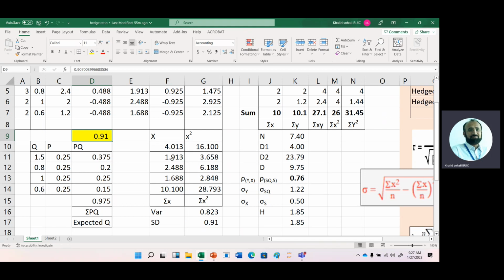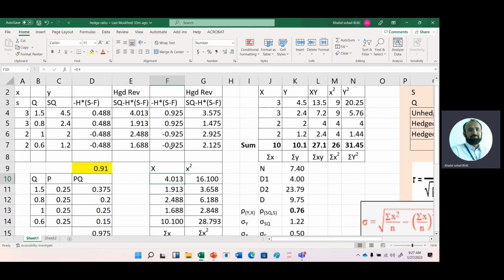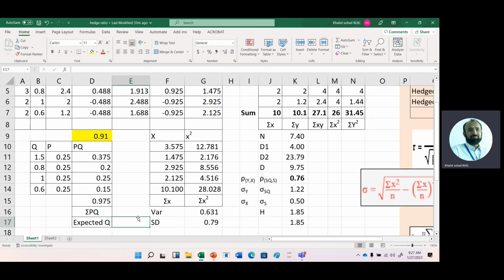And now we check whether it is reduced or not. We will have to calculate again this one, and because we have the format, you will have to do it manually, and just take this hedged revenue with the optimal hedge ratio. And here we have calculated the standard deviation, that is 0.79. You can see that it is reduced significantly. So this is all about the hedge ratio.